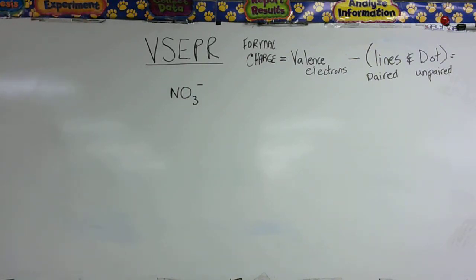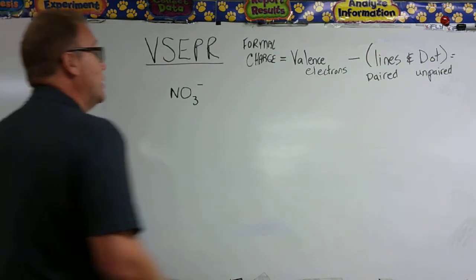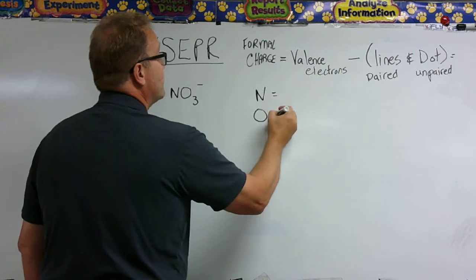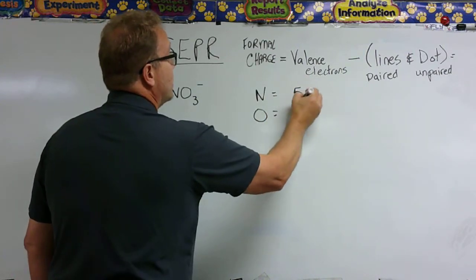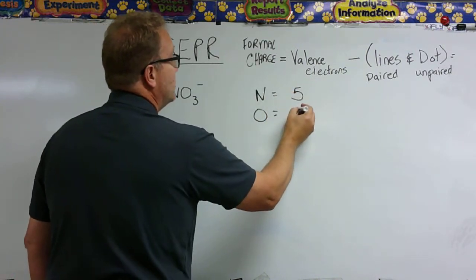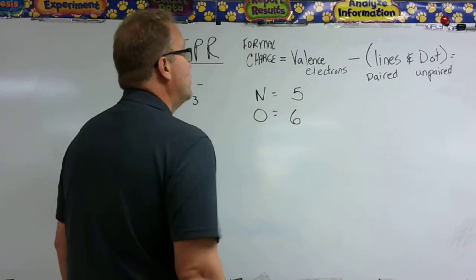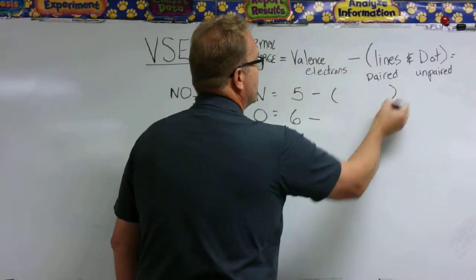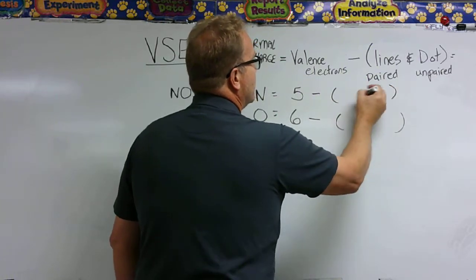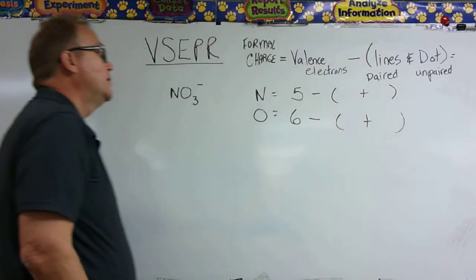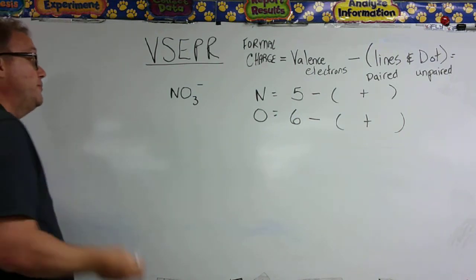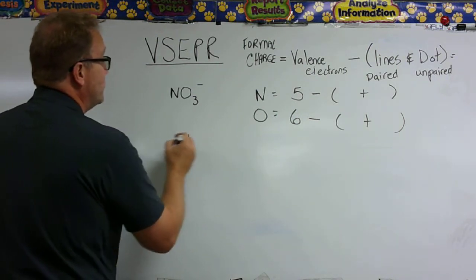Well, again, we go through the same process. We look at nitrogen. We look at oxygen. We look at group 15, 5 valence electrons. Group 16, 6 valence electrons. And then we start drawing our structure. Again, N is the smallest amount and will become your central atom.